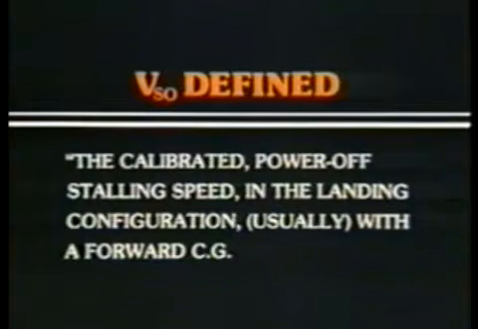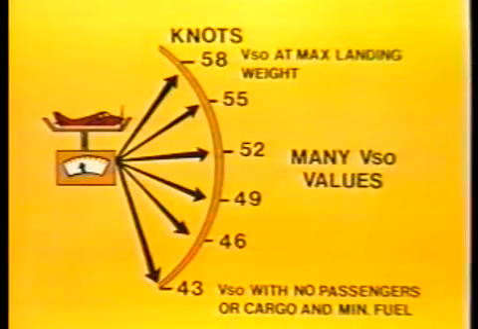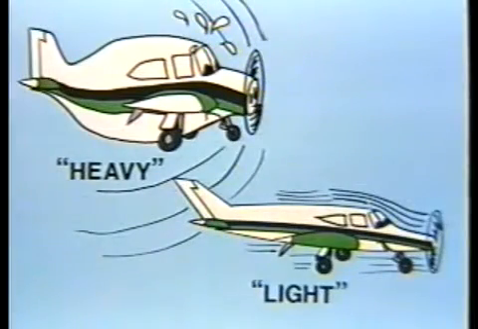VSO is not your stall speed at max landing weight unless you happen to be at max landing weight at the time. At any other time, you'll be at something other than max landing weight, which usually results in a lower VSO. Now, as long as you're approaching the runway at max landing weight, 1.3 VSO at max landing weight is okay. However, landing at anything less than the max landing weight can be like flying a different airplane. Let me give you an example of what I mean.